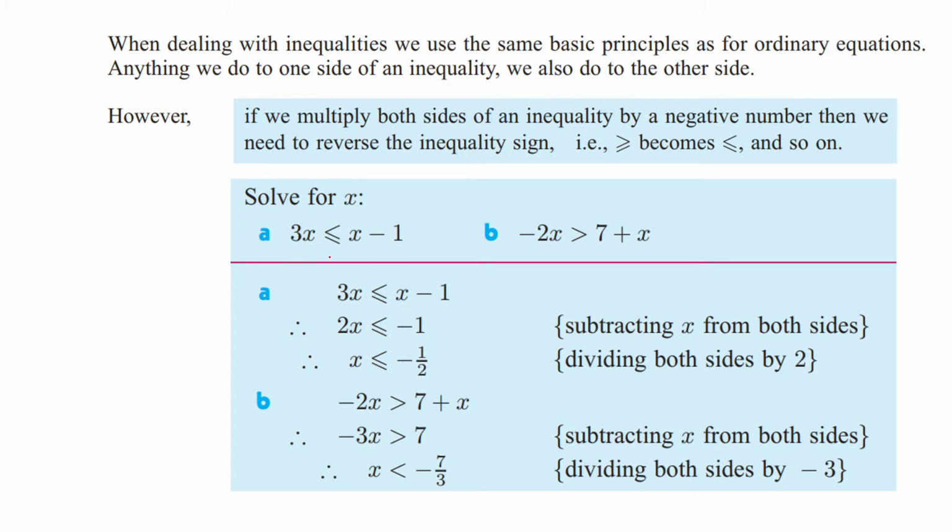For example 1, for this one, we first minus x on both sides. We have 2x smaller than -1. So divide by 2 on both sides, we have x smaller than or equal to -1/2. That's normal. But for this one, if we minus x on both sides, we have -3x greater than 7, and we divide by -3 on both sides, the sign should change, right? So it becomes x smaller than -7/3. That's in grade 10.